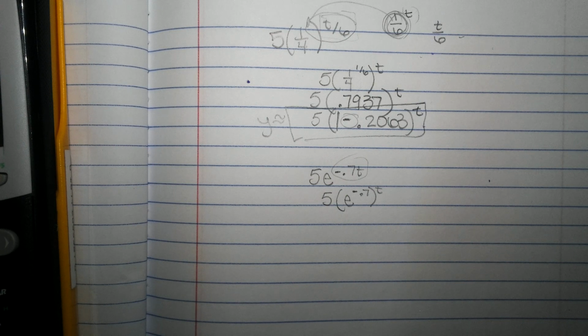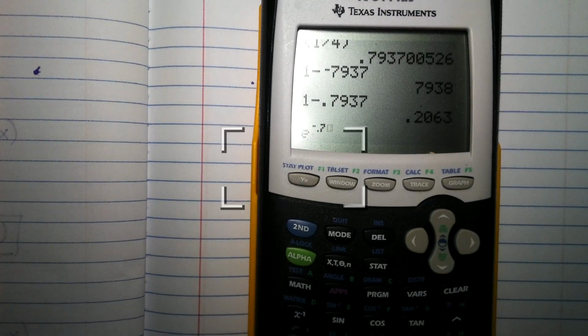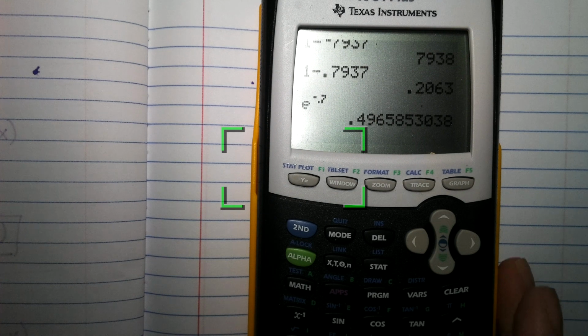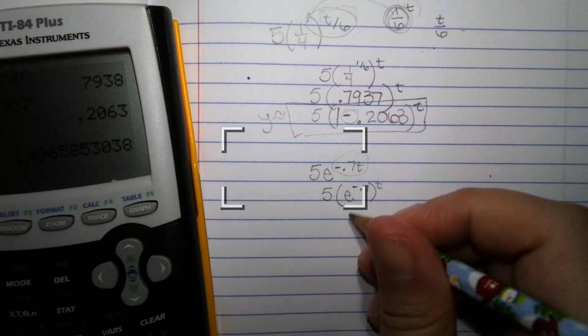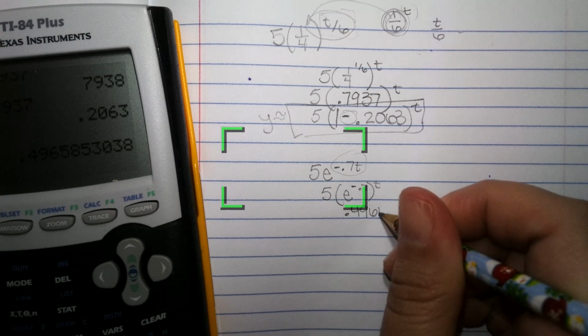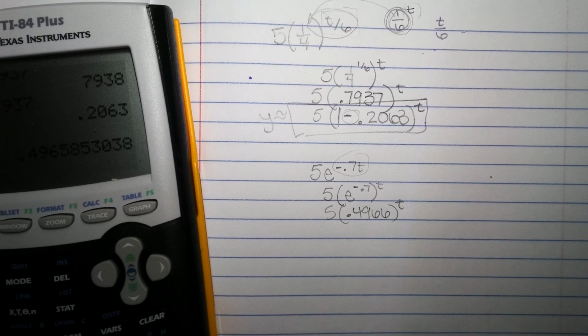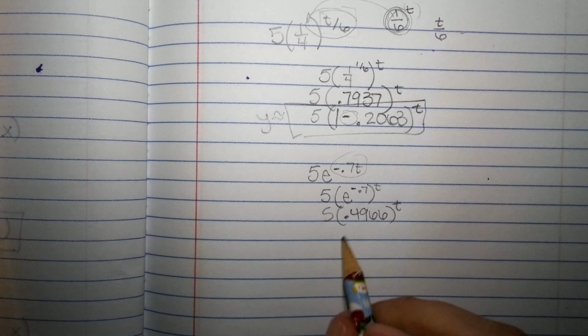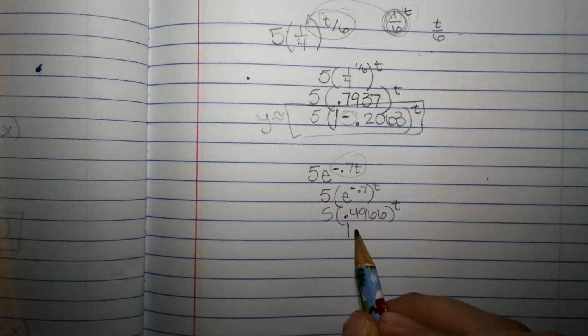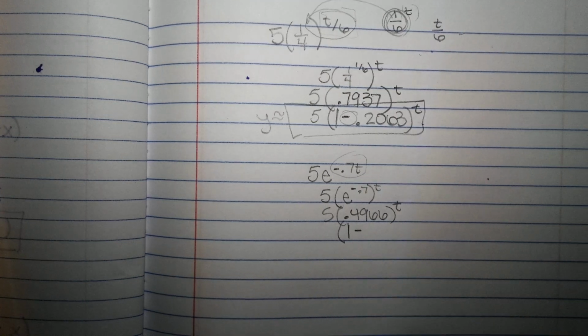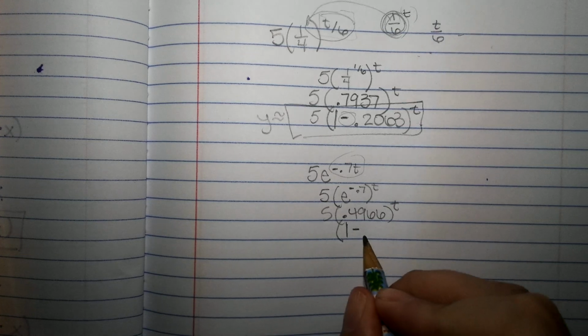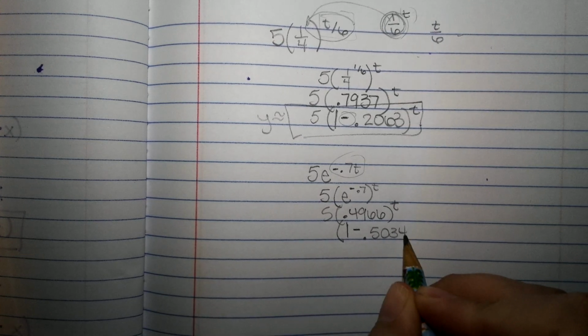Okay, so then on my calculator, I type in e to the negative 0.7. That looks like that on the calculator, which gives us 0.4966. Okay, so then it's decay because it's less than 1. So what did we subtract from 1 to get to 0.4966? So we take 1 minus 0.4966, which is 0.5034.